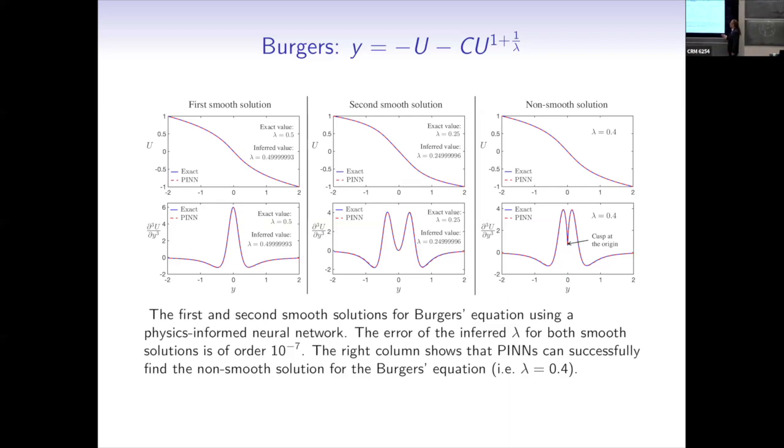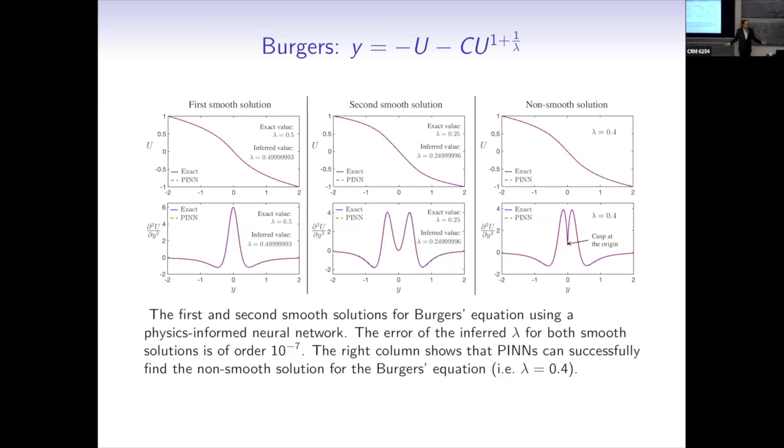Okay, so this is the first problem that we gave to the PINN, and this is how it performed. We let lambda be free as a parameter, and we didn't do pretty much anything else beyond telling the PINN to solve the PDE. What it found was this first column, which corresponds to the first stable solution. We imposed that the solution be smooth, we let lambda be free, and we asked, what do you find? What the machine learning came back with was these profiles, u and three derivatives of u, and pretty good errors, of the order 10 to the minus 7 in lambda. So it did a good job finding the first smooth solution.